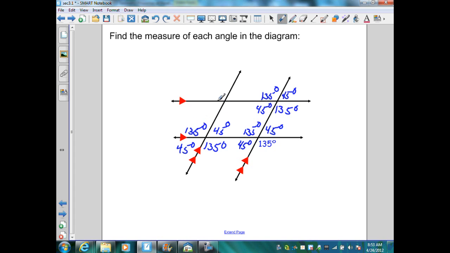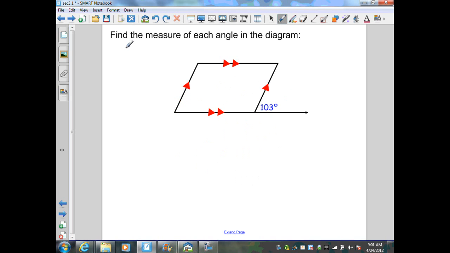To get these sets of angles, I can either use these angles or these angles. In either case, I can get the same values. Again, I know that these two are alternate interior angles, therefore congruent because the lines are parallel. Alternate interior angles, 135 degrees. And alternate exterior angles being congruent, 135 degrees.